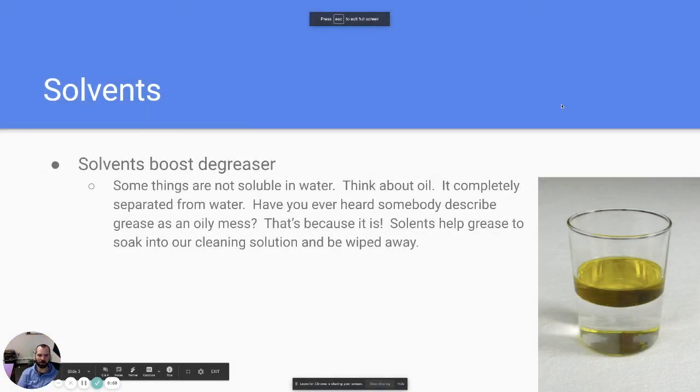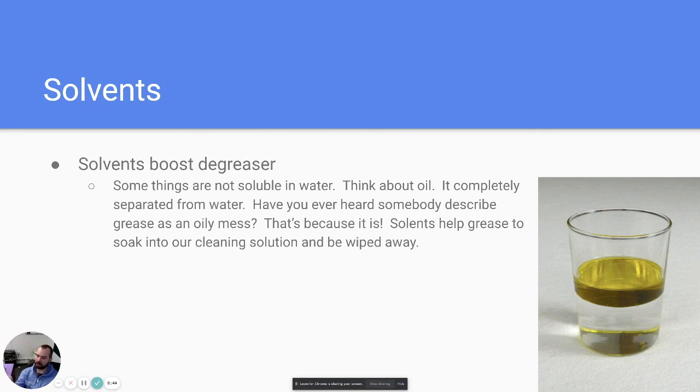Okay, next up are solvents. So think about grease, and if you've ever heard somebody describe it as a greasy, oily mess, that's because it is. Grease is an oil. And as you can see in this picture here, this is a picture of oil and water, and they're completely separated. That's because oil is not soluble in water. And so if we're trying to dissolve grease with cleaning products that are water-based, it's not going to be able to soak it up. So even though we have all of these surfactants attacking it, that piece of grease isn't soluble in water, and so we're not doing everything that we can to lift it up off of the surface that we're cleaning.